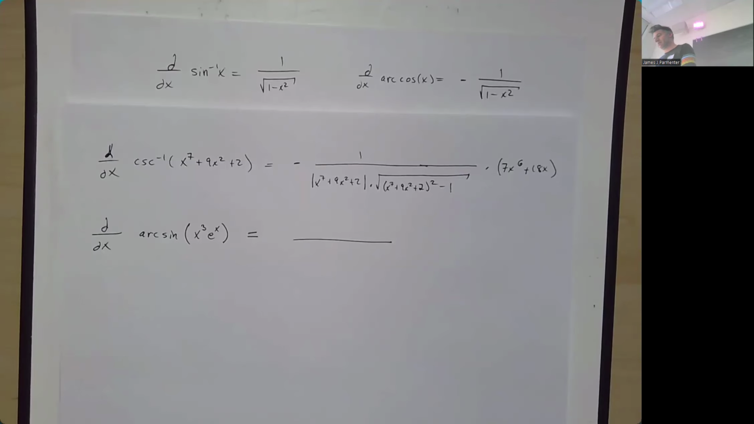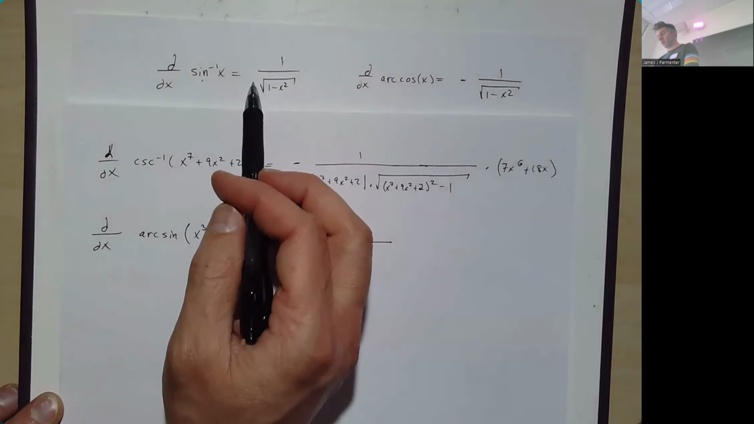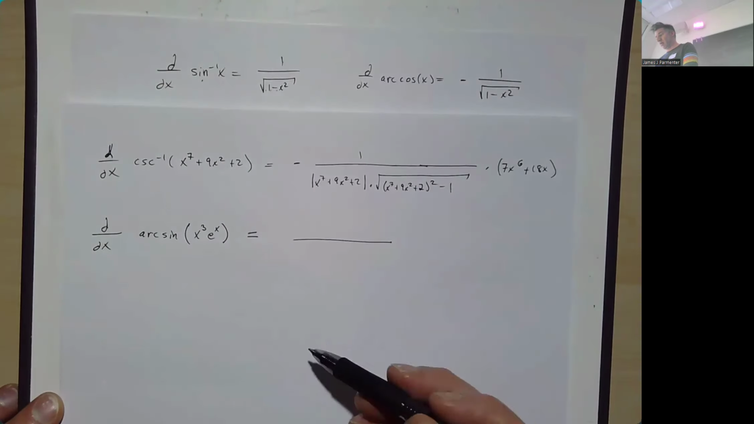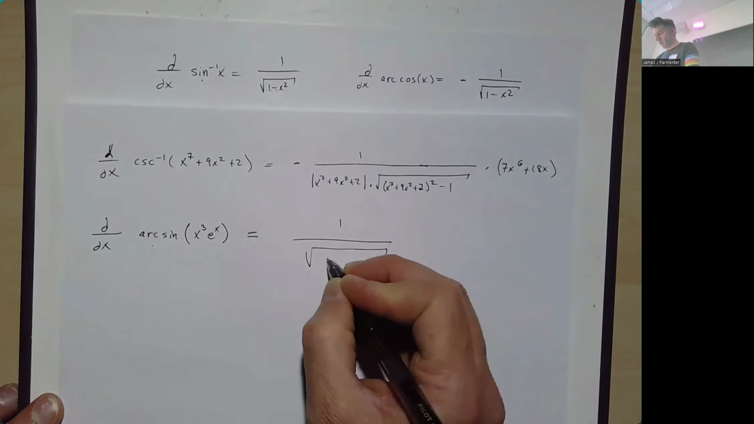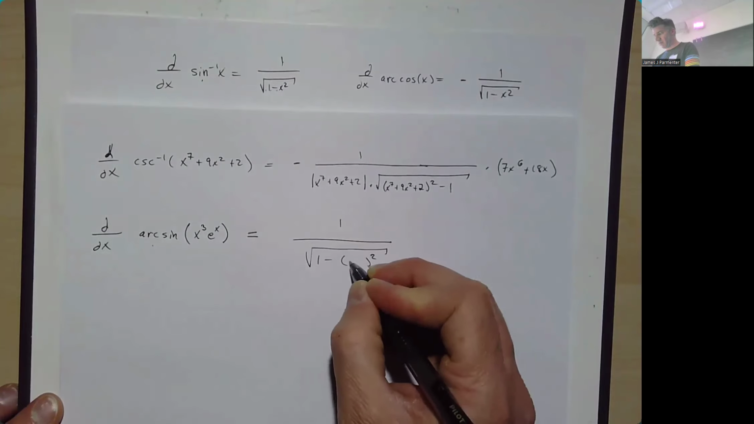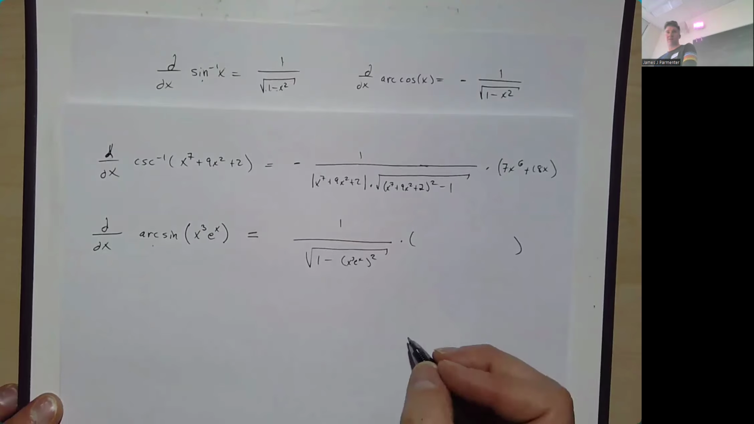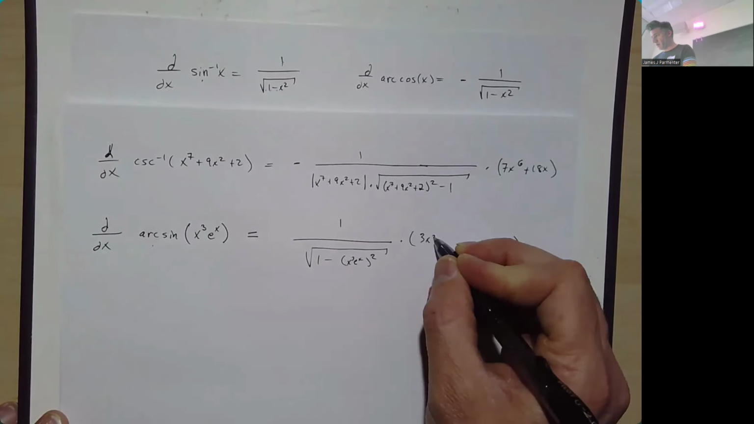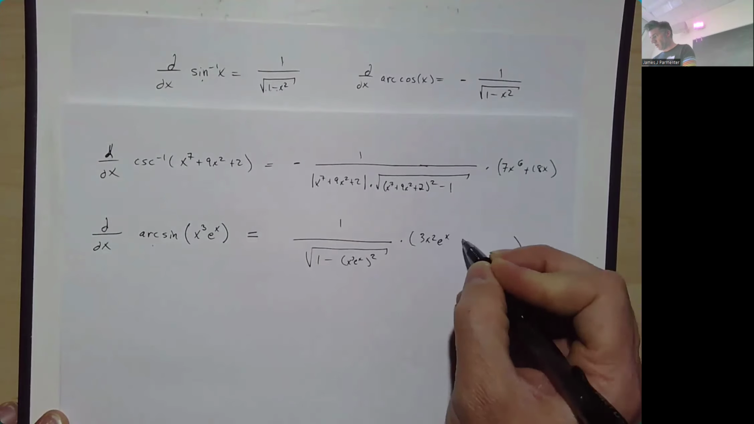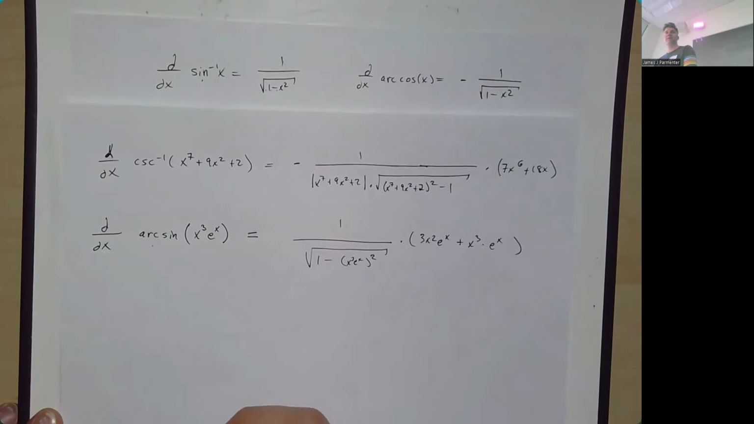All right, let's take a look. I know the derivative of the arc sine of x is 1 over the square root of 1 minus x squared. The derivative of the arc sine of some stuff is going to be 1 over the square root of 1 minus my stuff squared. I have to multiply by the derivative of the stuff, which is going to require the product rule. Derivative of x cubed is 3x squared. Leave the e to the x alone, plus leave the x cubed alone. The derivative of e to the x is e to the x.